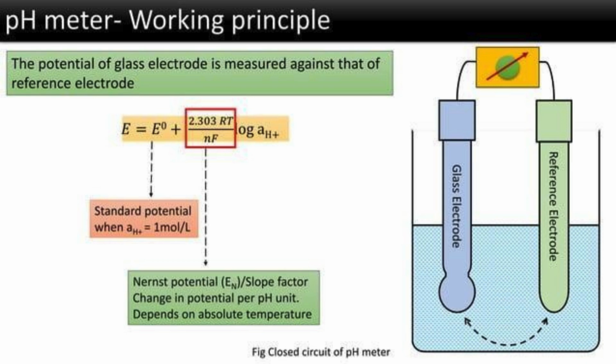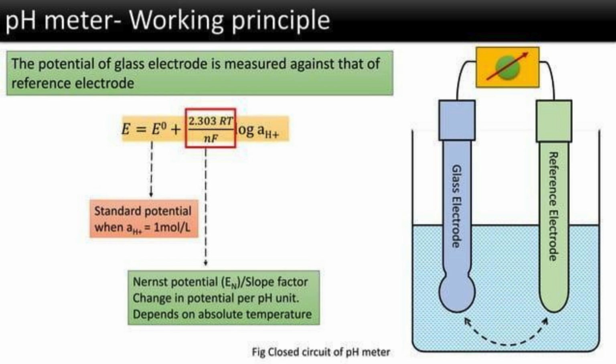E0 is the standard potential when the hydrogen ion activity is 1 mole per liter. The part of the equation with the temperature variables gives us the Nernst potential, or the slope factor, which is the change in potential per pH unit. This slope actually depends on the absolute temperature of the solution.